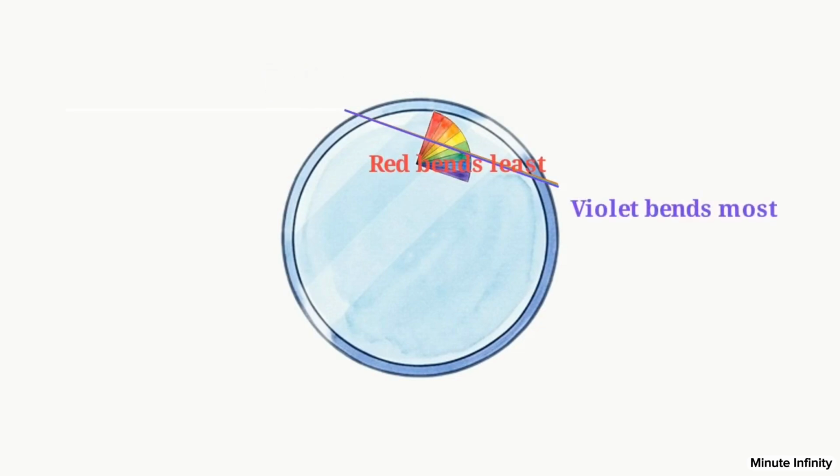Sunlight enters the droplet as a beam of white light. Because water is denser than air, the light slows down and bends, a process called refraction. This bending causes dispersion. Each color in the spectrum has a different wavelength, so each color bends by a slightly different amount. Red light bends the least, while violet light bends most.